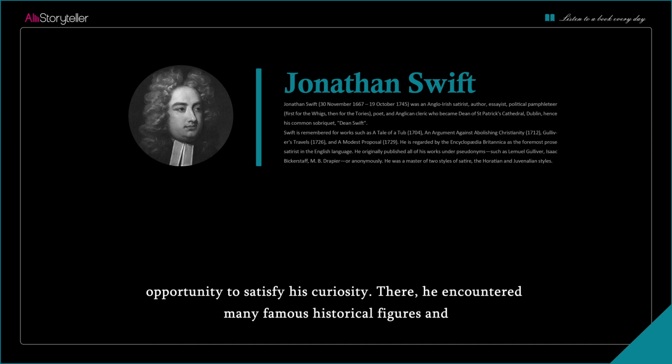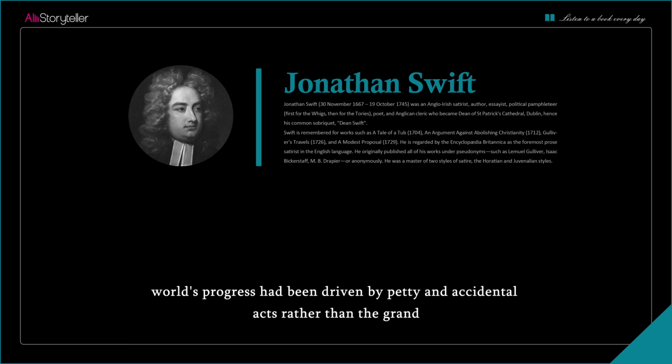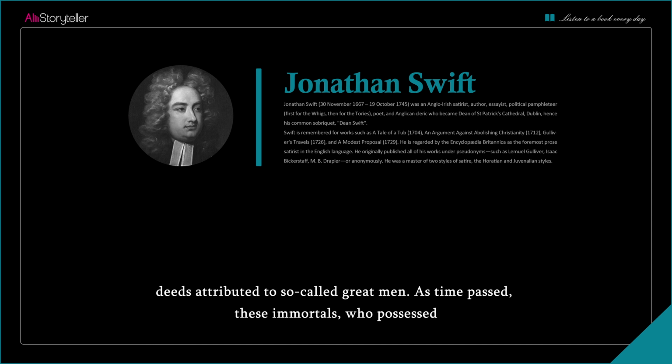After leaving the floating island, Gulliver reached the island of the sorcerers, where he was granted a generous opportunity to satisfy his curiosity. There, he encountered many famous historical figures and came to realize that what he had read as history was mostly fictitious. He discovered that the world's progress had been driven by petty and accidental acts rather than the grand deeds attributed to so-called great men.